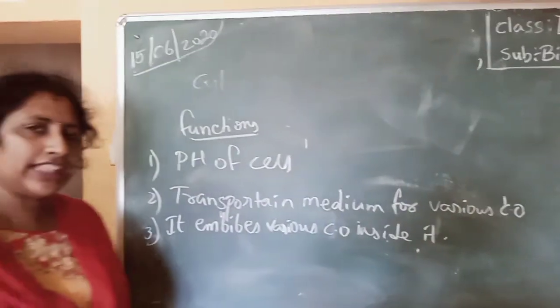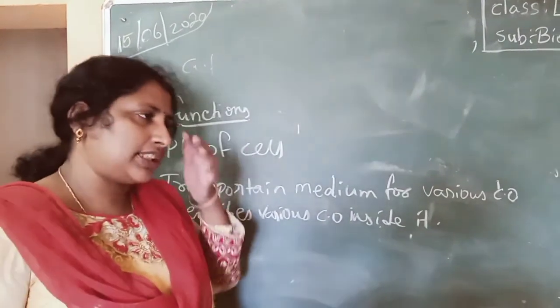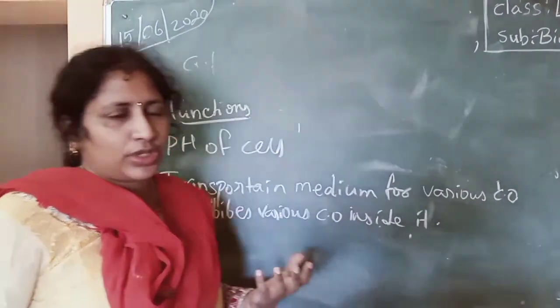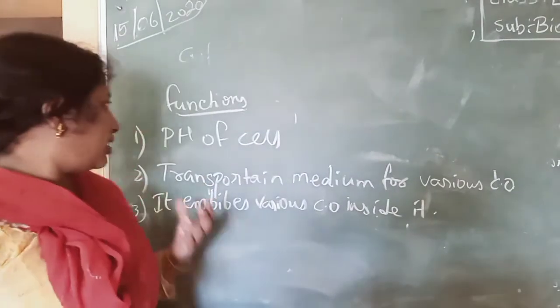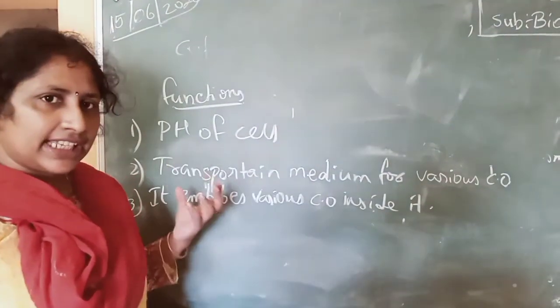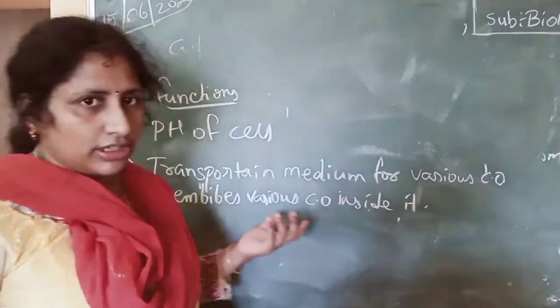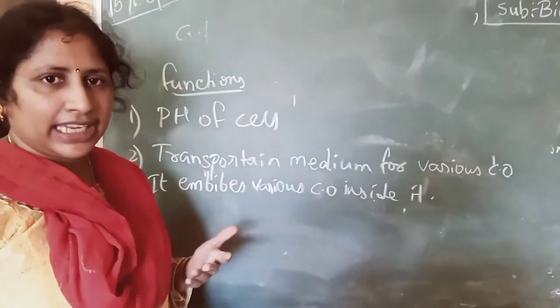So now we will see the functions of the cytoplasm. What are the main functions of the cytoplasm? As we told, the cytoplasm is a fluid-like structure. Fluid means it contains mostly water. So it maintains the pH of the cell. Every cell's pH is maintained due to cytoplasm and cell organelles also, but the main role is played by the cytoplasm.